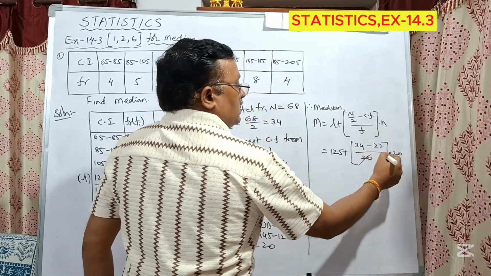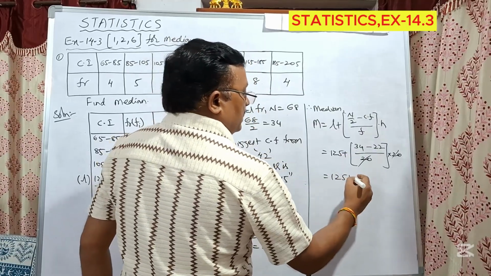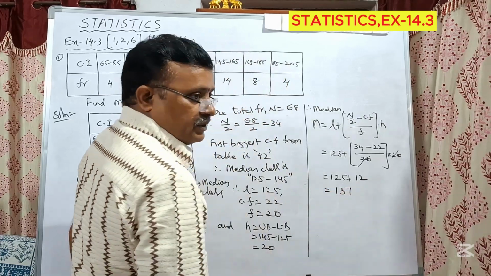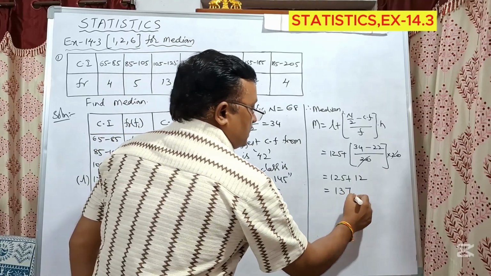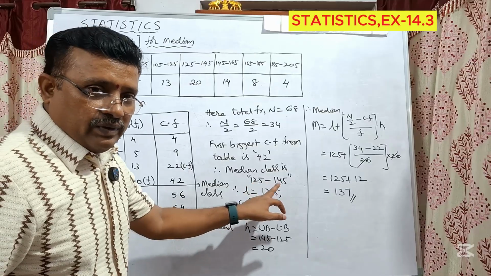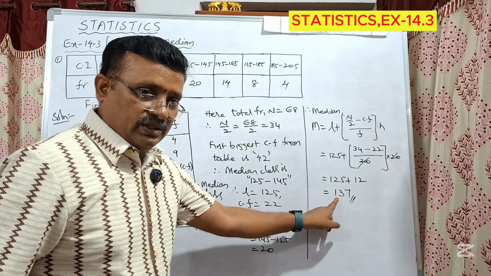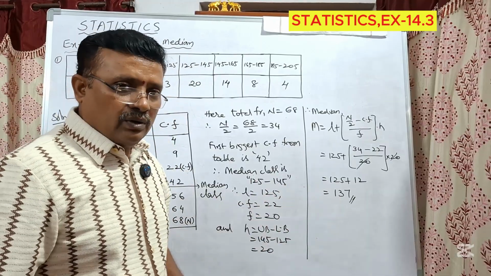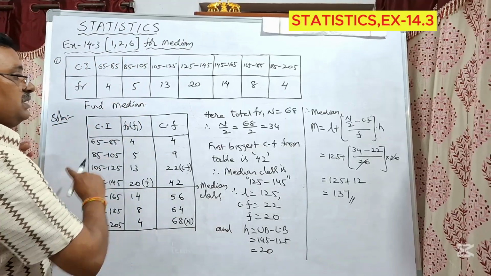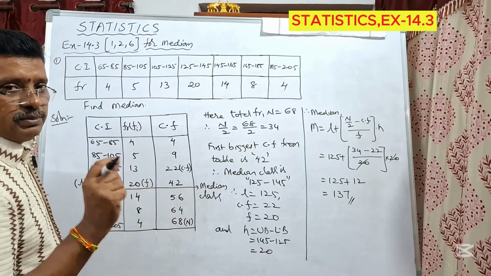Luckily these two directly cancel, which is equal to 125 plus 34 minus 22, which is 12, that is equal to 137. So what is the median we got? 137. I already told you the median class from the table is 125 to 145, so the median must lie within that range. 137 lies between them, so our process is correct. Understood? In this way, using this process, we can easily find the median of a grouped frequency distribution table.